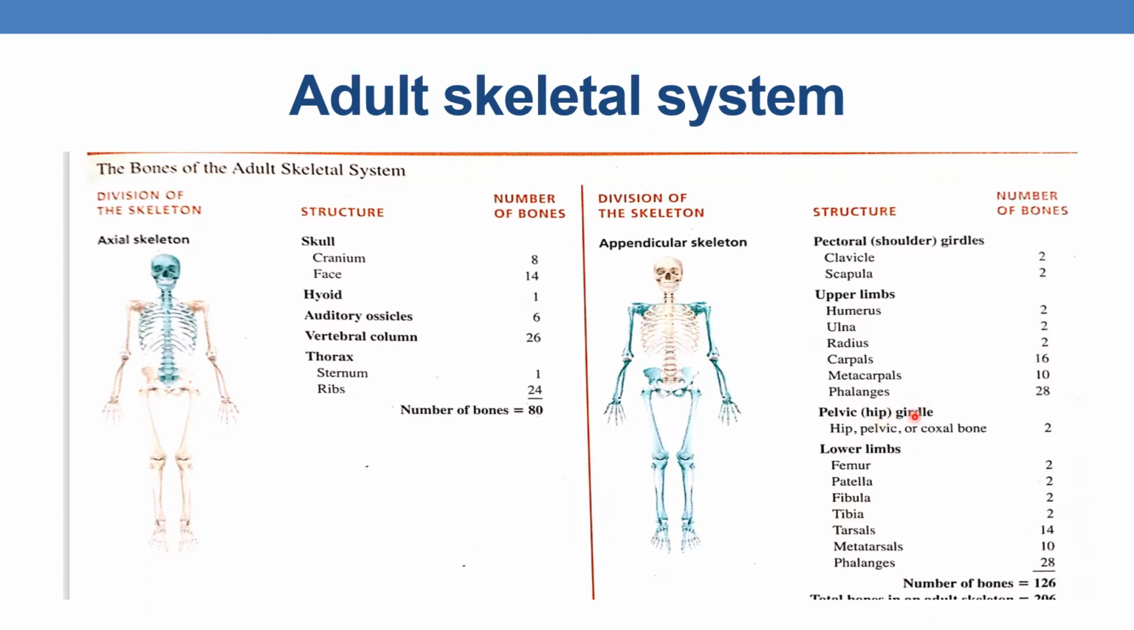Now coming to the pelvic girdle, it is composed of the hip, pelvis or coxal bone, 2 bones. Coming to lower limbs, they are composed of 2 femur, 2 patella, 2 fibula, 2 tibia, 14 tarsals, 10 metatarsals and 28 phalanges. So altogether the appendicular skeleton is composed of 126 bones. So the total bones of an adult skeletal system are 206: 80 from the axial skeleton and 126 from the appendicular skeleton.